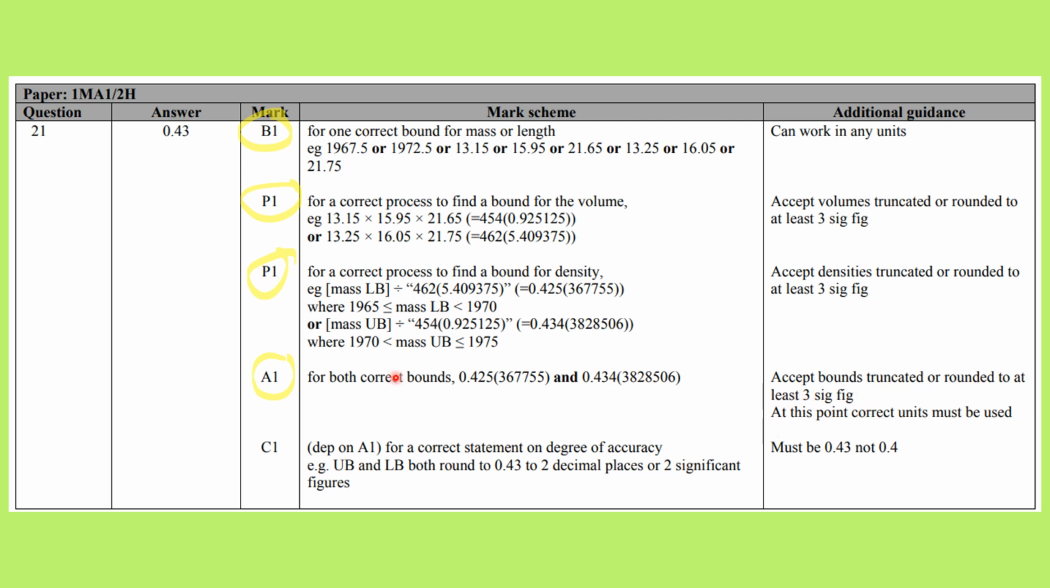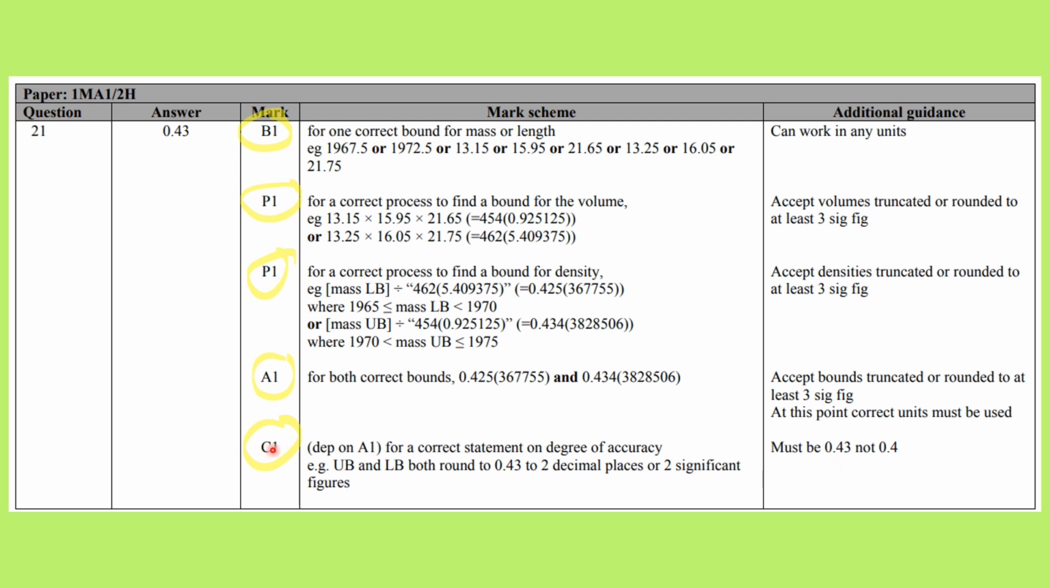And at this point, if you're stating units, you should be in the correct one. So up here, it said we can work in any unit, so you might have changed these ones to millimetres, for example. But at this point, we're talking about grams per centimetre cubed. We need to be in grams per centimetre cubed, ideally. And the final mark is dependent, meaning here dependent on you getting an answer correct. So if you haven't got the answer mark here, you cannot go on to get this mark regardless. And it says for a correct statement on degree of accuracy, upper bound and lower bound both round to 0.43 to 2 decimal places or 2 significant figures.